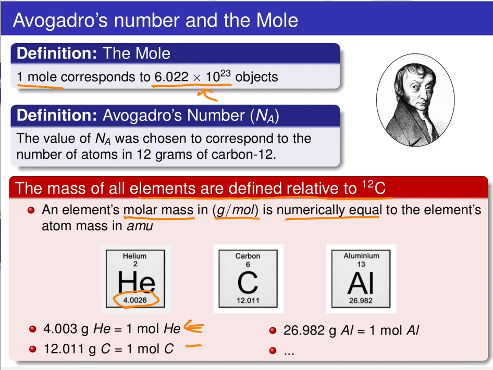And similarly, for the average molar mass of carbon, taking into account all those naturally occurring isotopes, we get a molar mass of 12.011 grams of carbon if you have 1 mole of carbon. And so on and so forth for all the rest of the elements on that periodic table. Okay, so now what we're going to do is see how we can use this molar mass read off the periodic table to solve some simple problems.